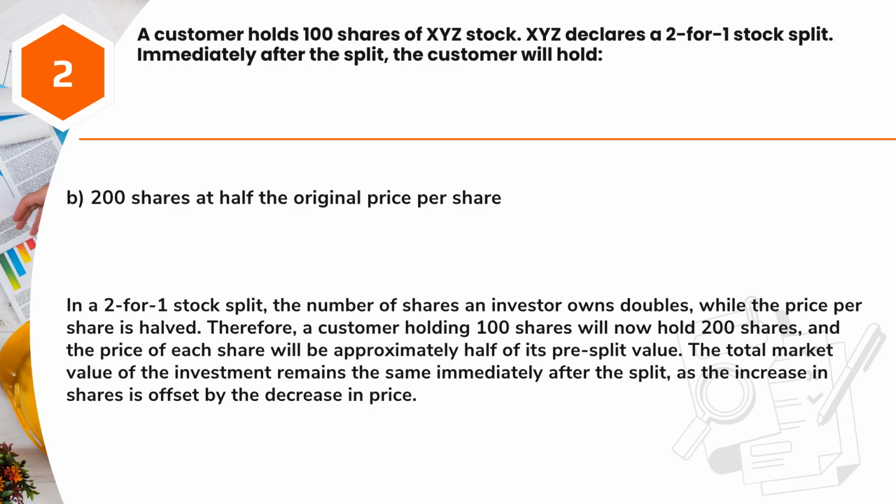Answer, B. 200 shares at half the original price per share. In a 2-for-1 stock split, the number of shares an investor owns doubles, while the price per share is halved. Therefore, a customer holding 100 shares will now hold 200 shares, and the price of each share will be approximately half of its pre-split value. The total market value of the investment remains the same immediately after the split, as the increase in shares is offset by the decrease in price.